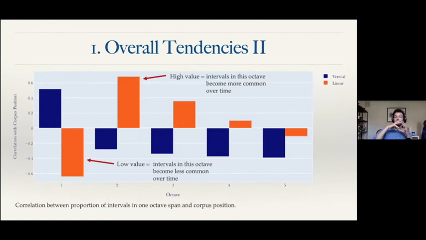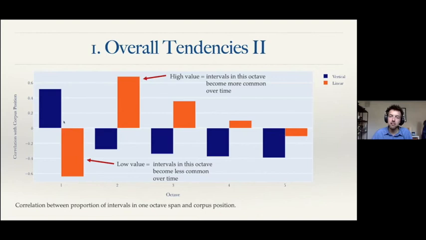The other overall pattern that I'm just going to spend a brief period of time on is the size of intervals. And this is picking up on an offhand remark from Pierre Boulez, where he suggests that Webern's intervals, and from the context we can assume he means melodic intervals, tend to get larger over time. What we've got on this chart are the correlations between the proportion of intervals in one octave span and corpus position. I'm sorry if that sounds a bit convoluted.